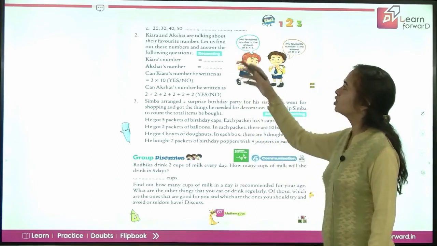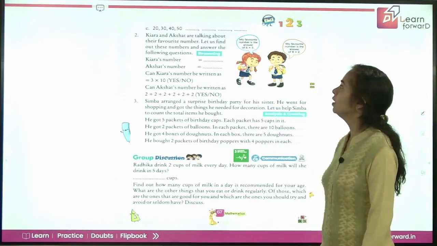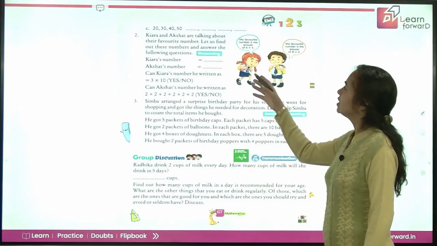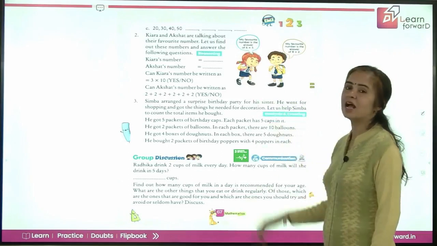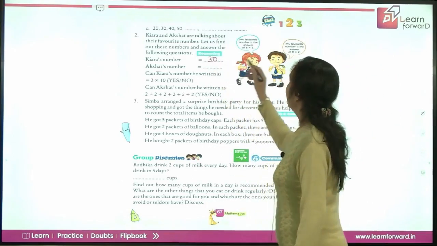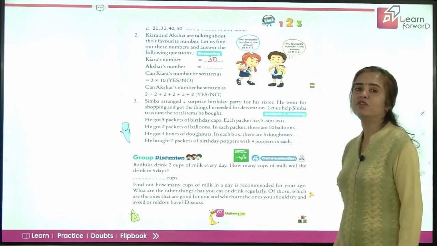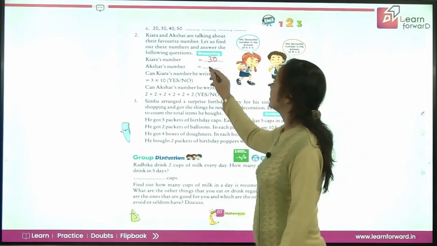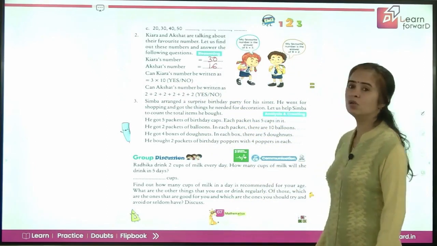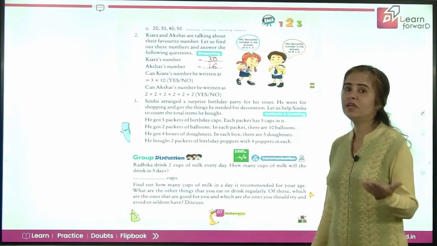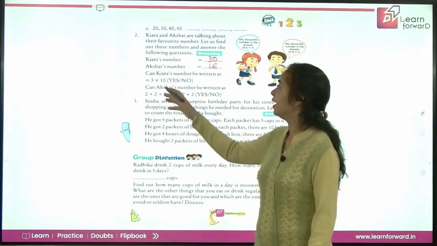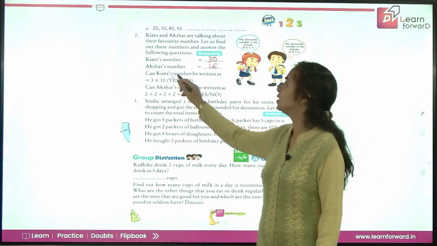Now, Kiara and Akshat are talking about their favorite number. Let us find out these numbers and answer the following questions. So, what does Kiara say? She says, my favorite number is the answer of 6 times 5. What is it? 30. And Akshat says, my favorite number is the answer of 8 times 2. What is it? It is 16. Yes. Can Kiara's number be written as 3 times 10 also? Yes, definitely, because we have seen that a number can be arranged in different arrays, and 3 times 10 is also 30. That is correct.